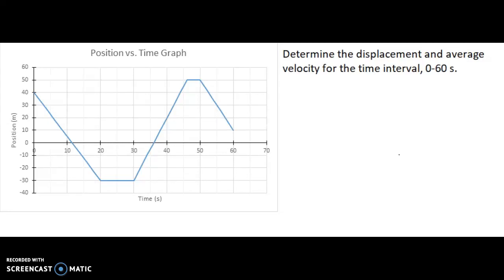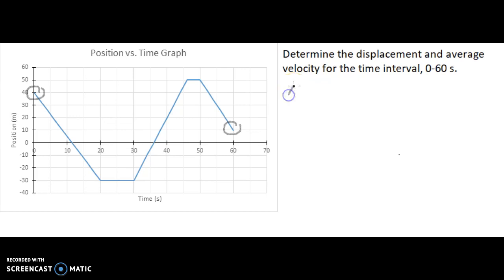First example, we're going to be examining a position versus time graph and how to figure out the displacement and average velocity, in this case from the time interval of 0 seconds to 60 seconds. So to find the displacement, we're going to look at the initial position, which is positive 40, and the final position, which is positive 10.